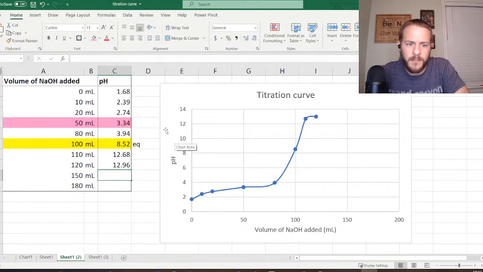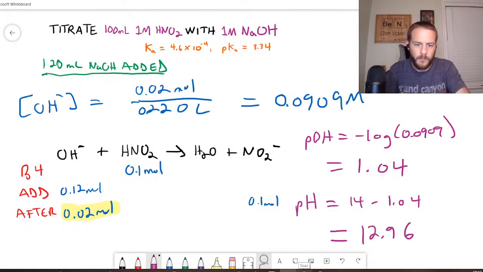Okay, so 150 milliliters. That's what we're doing now. Back to the whiteboard. Erase all the stuff I no longer need.